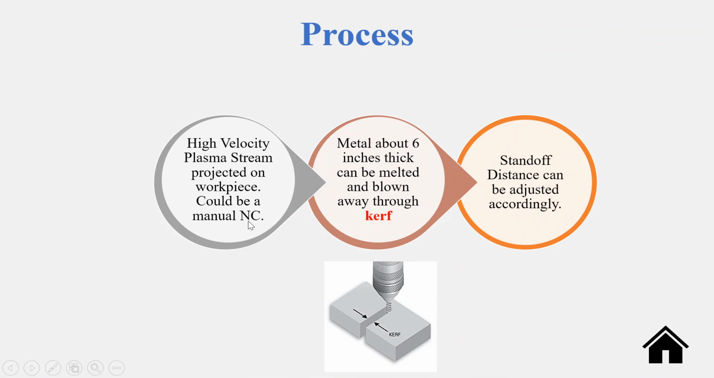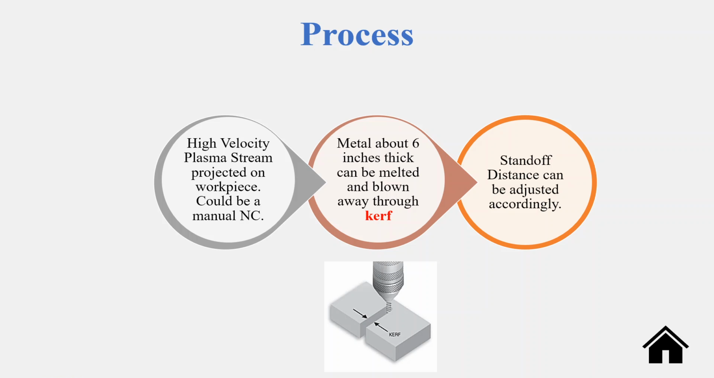So these are the three processes that I have summarized, if you want to achieve a particular cut on the workpiece. The very first, you have to project the high velocity plasma stream whose temperature ranges from 10,000 degrees Celsius to 14,000 degrees Celsius. That is remarkably a high temperature value. You have to project this high temperature plasma stream on the workpiece, and that movement of the nozzle or the plasma stream could either be manually controlled or it may be a numeric control.